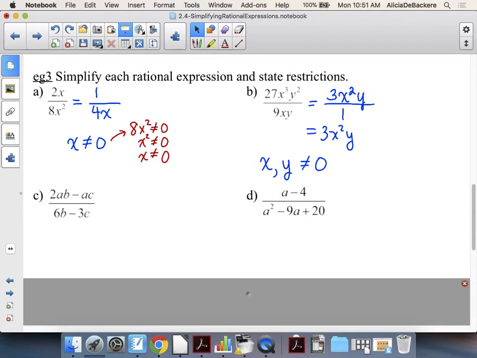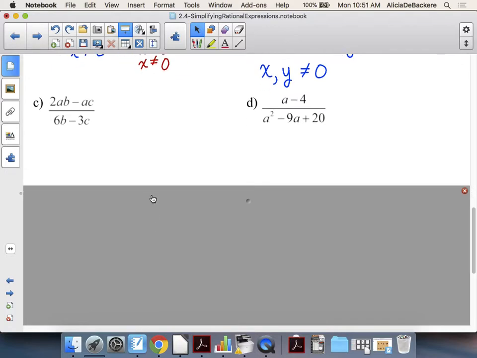Moving on to part C here, we're getting a little bit trickier, because when I look at C, there's subtraction in the numerator and subtraction in the denominator. And we saw in our warm-up, I cannot cancel. I can't cross things off or reduce to lowest terms when there's subtraction. So this is the number one mistake that still my calculus students are making. You cannot cancel across subtraction.